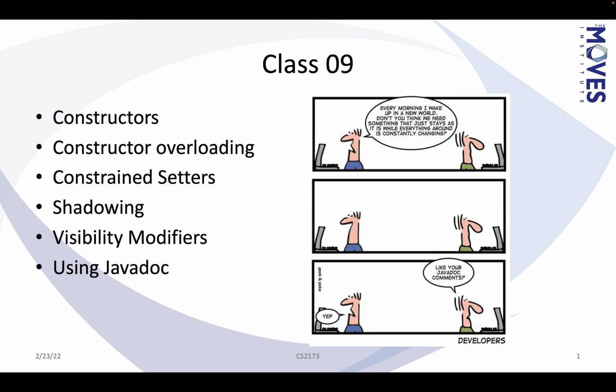And a lot of this we've kind of touched on, but it bears repeating. So we're going to talk a little bit about constructors, what's going on with that, constructor overloading, and basically what happens when you go to try to create an object.